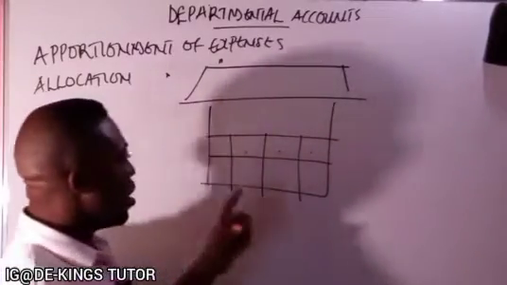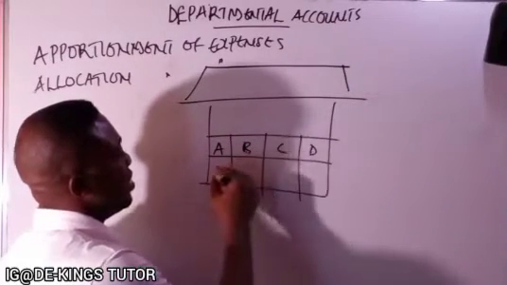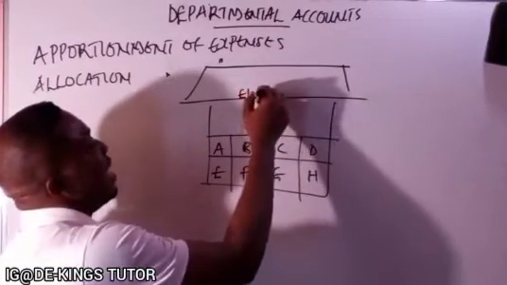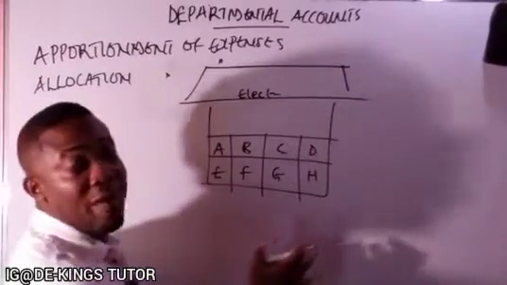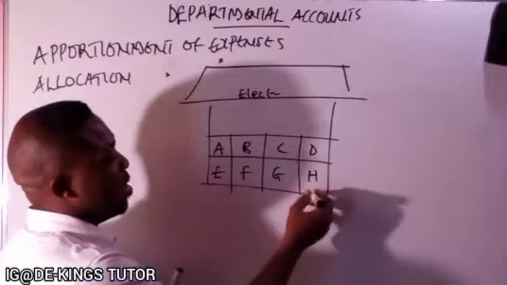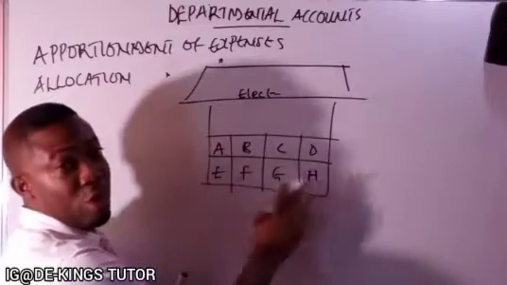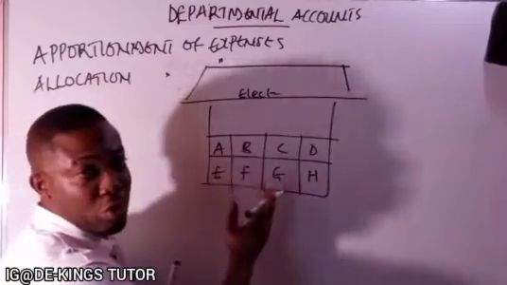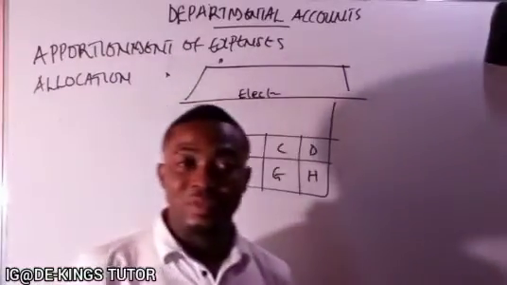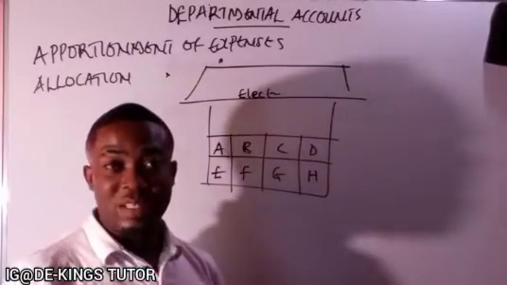For instance, if these are departments A, B, C, D, E, F, G, and H, the electricity, like the lighting and the power supply, will have to cover all of them, including the fueling. In this situation, you can't say H pays for everything or A pays for everything. Since it is enjoyed by all of them, it has to be apportioned. It has to be shared based on a ratio, or based on how it is being used and how they benefit from it.